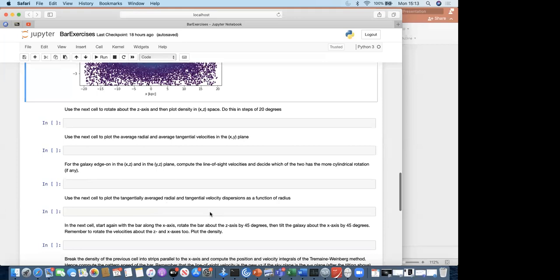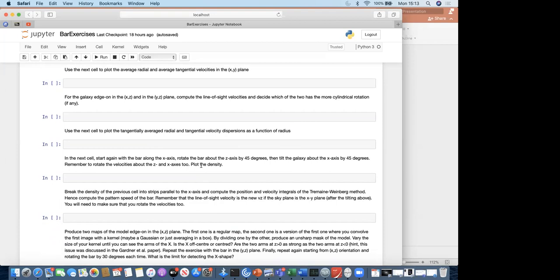And then I ask you to rotate the bar about the z-axis by 45 degrees and then incline the entire galaxy by 45 degrees and plot the velocities. And then you will use that to do the Tremaine-Weinberg method that I showed you towards the end. Hopefully you can go back to the recording of the lecture to figure out what that is. It's not very hard.